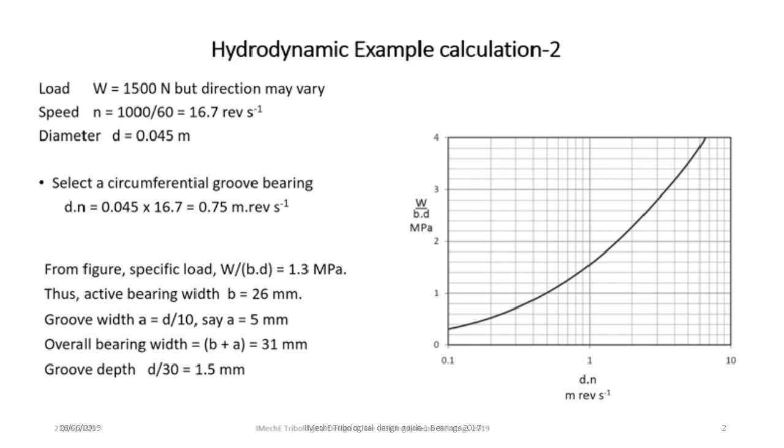And so looking at the figure on slide 18, the maximum nominal pressure should be about 1.3 megapascals. Thus an active bearing width B of 26 millimeters. The groove might be about 5 millimeters wide, so the whole bearing will occupy a length of around 31 millimeters.